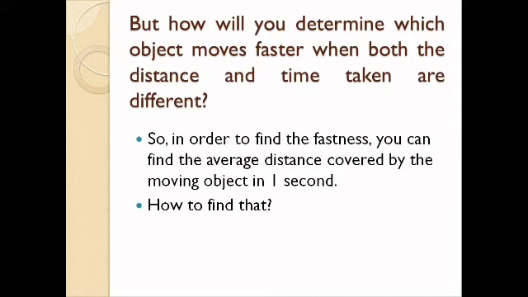But how will we determine which one is faster if both distance and time of both the objects are different? In order to find the fastness, you have to find the average distance covered by the moving object in 1 second. So how to find that?